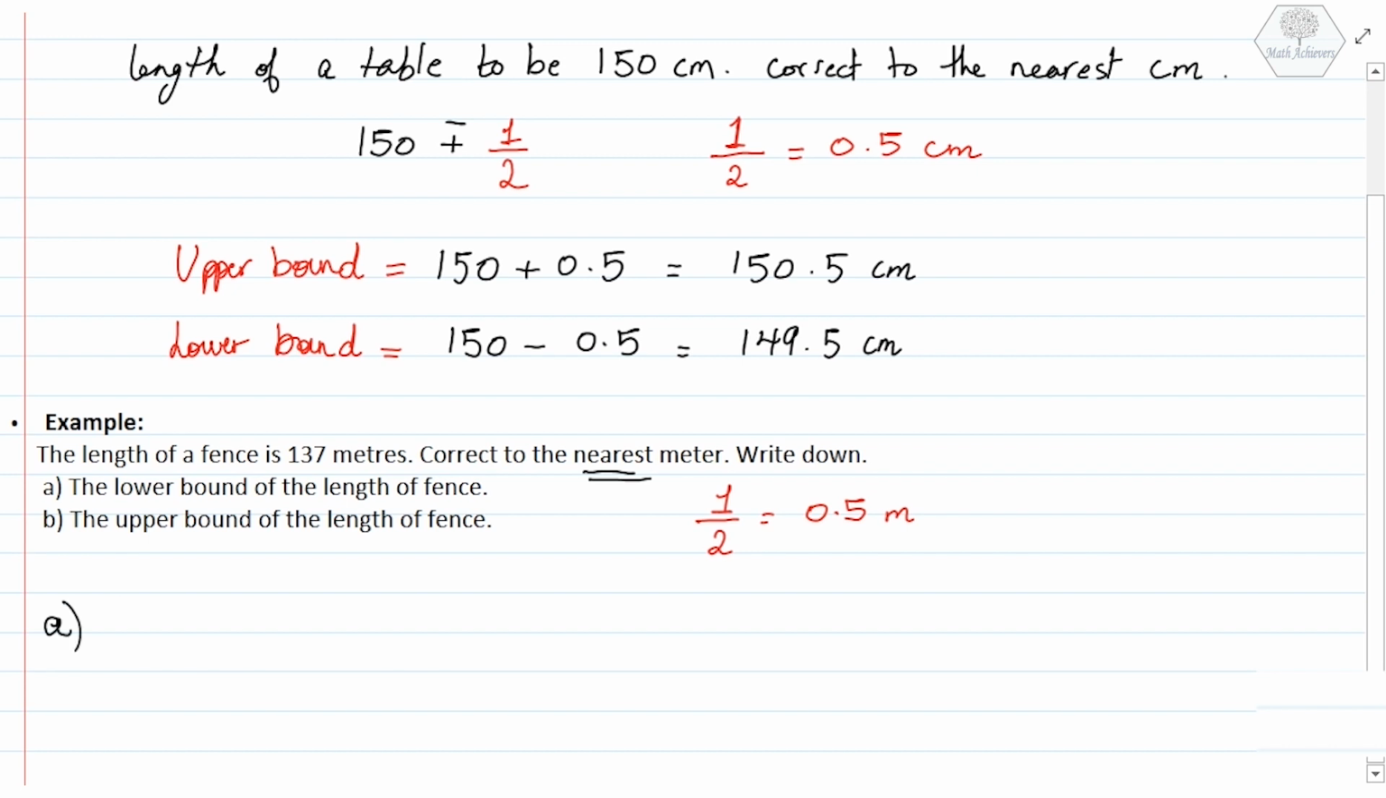the lower bound would be 137 minus the 0.5. This will give me 136.5 meters.